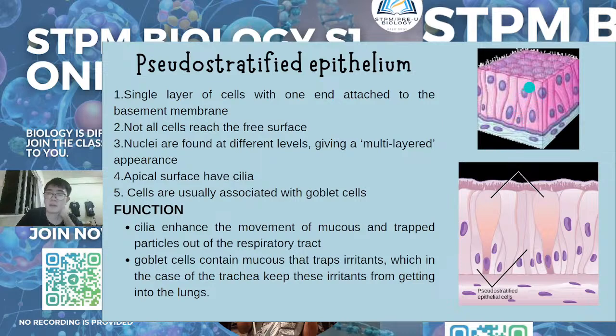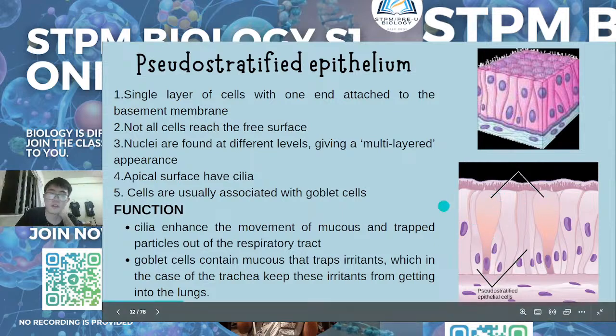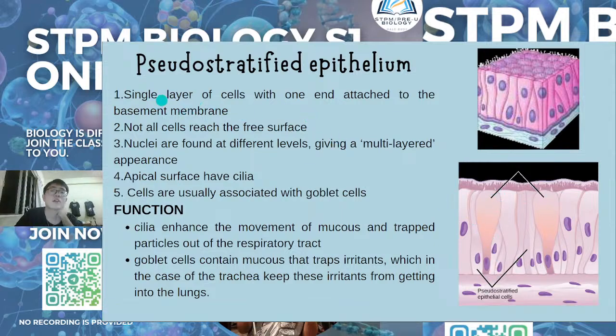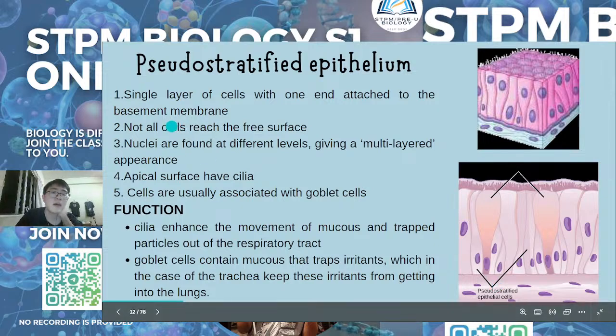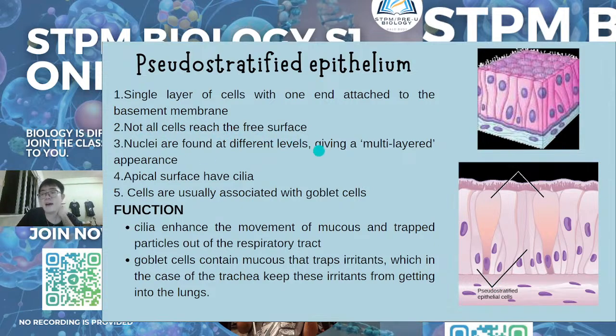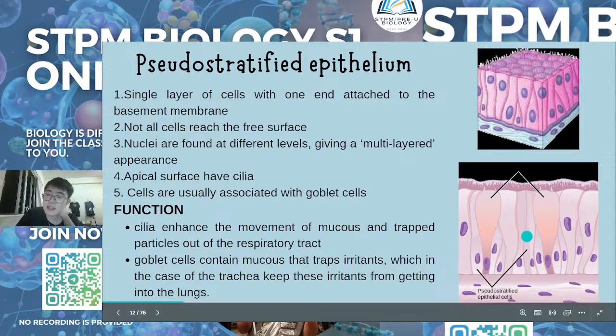It is a bit strange. So you see that the shape curves. Actually it does not have a fixed shape. Normally this single layer is a single layer of cells with one end attached to the basement membrane. And not all the cells reach the free surface. So if you see here, not all the cells reach it, they go here and there.